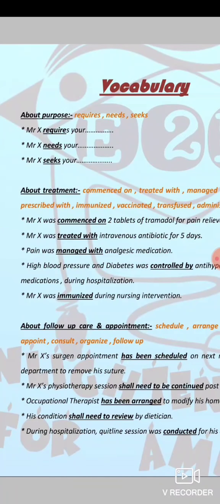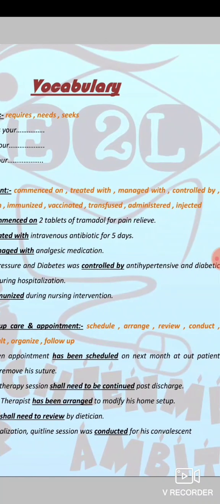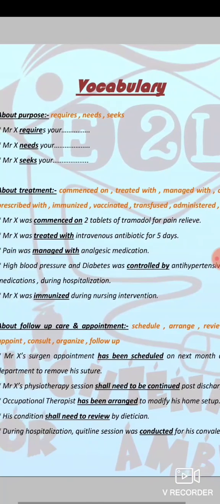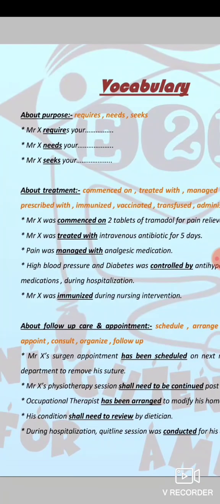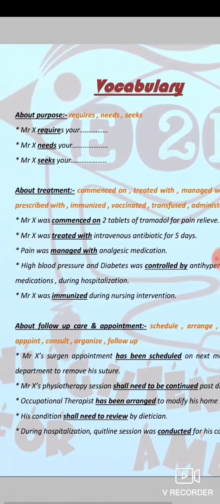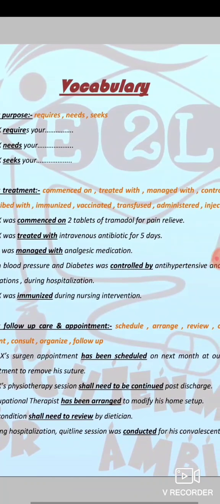Next vocabulary is about follow-up care and appointment. There we'll start with schedule. Mr. X's surgeon appointment has been scheduled next month at outpatient department to remove his suture. So it is about schedule. Schedule means you are planning a particular date, or you are appointing the patient a particular date, so that time you can go with schedule.